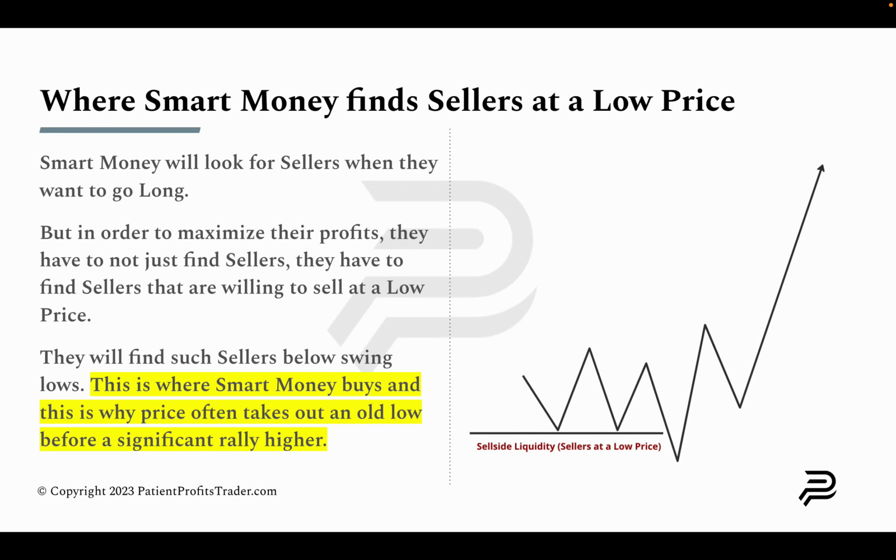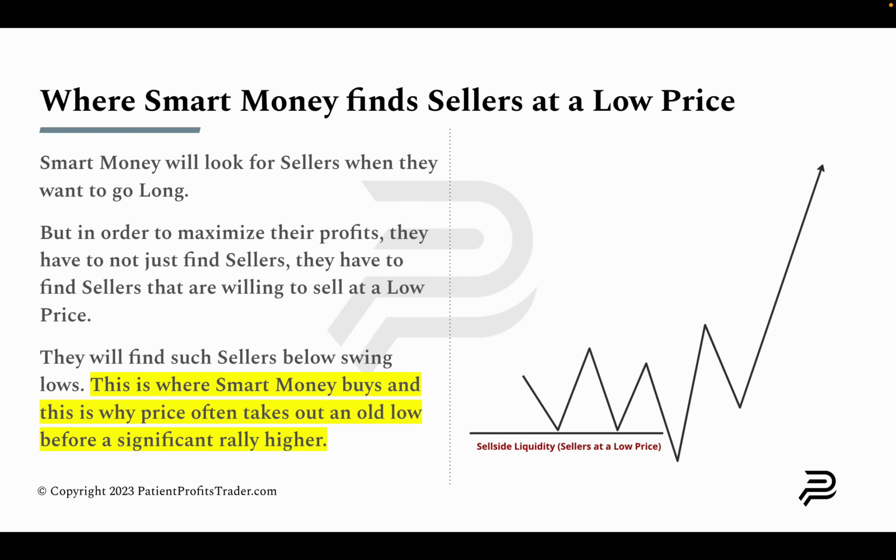Where does smart money find sellers at a low price? So in this case, smart money wants to go long. Smart money will look for sellers when they want to go long. But in order to maximize their profits, they have to not just find sellers. They have to find sellers that are willing to sell at a low price, willing to sell in a discount. If you want to buy something, you want to buy from someone that is willing to give you a discount, right? Same thing with smart money. They want to find sellers that are willing to sell at a discount, at a low price.